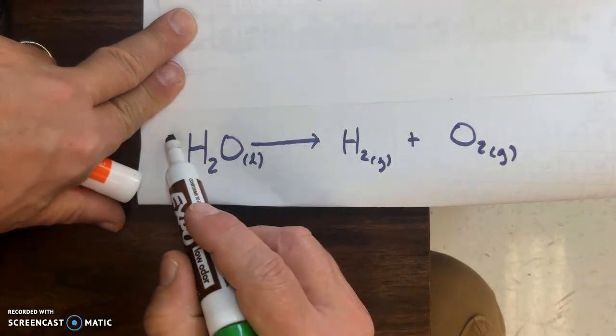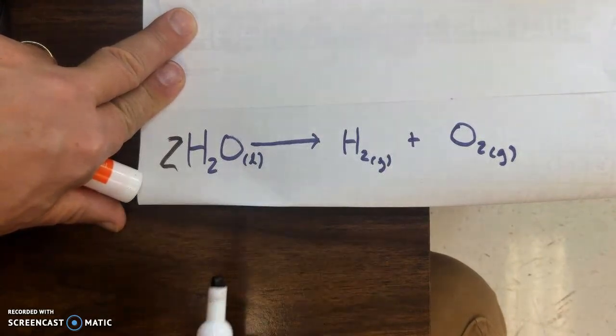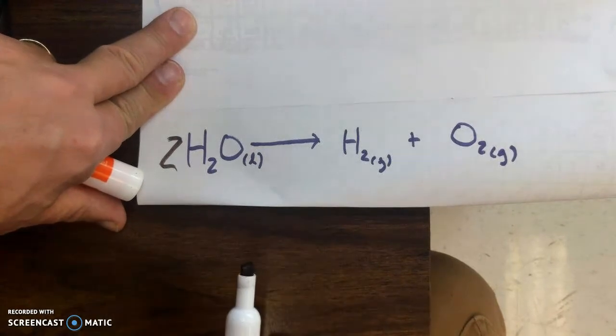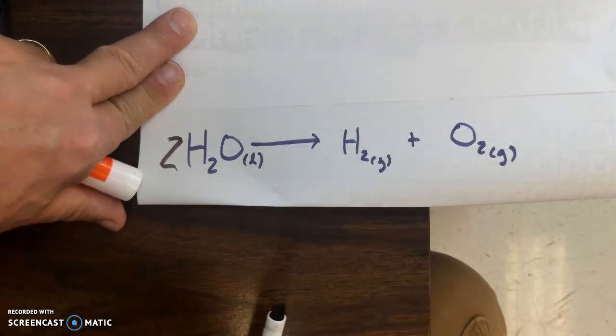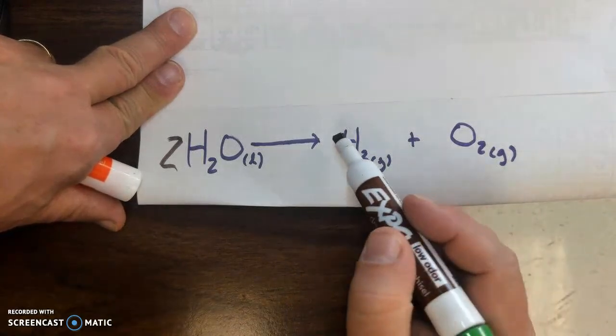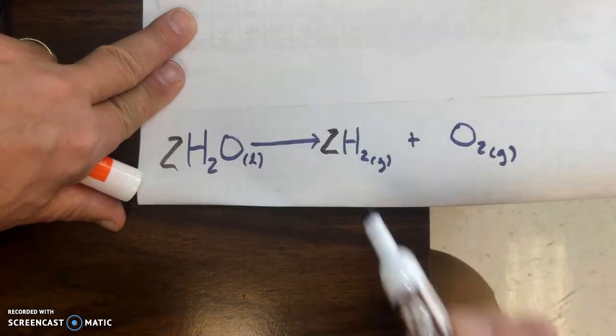Let's just put a 2 here, a coefficient here. We took care of the oxygen problem, but we created a hydrogen problem. We have 4 hydrogens here and 2 here. So see if you can solve that problem. Okay, if you did that right, you did this.